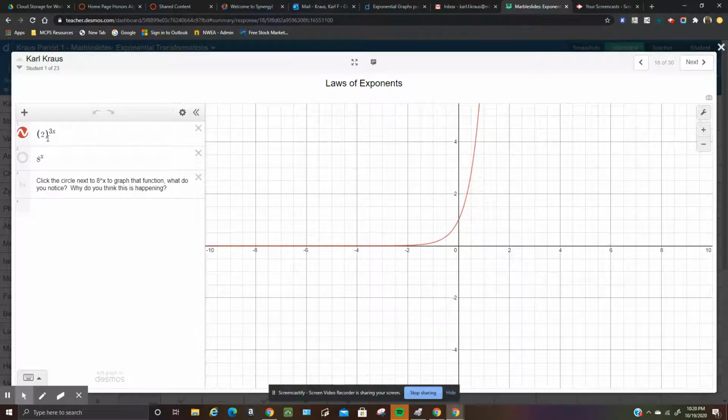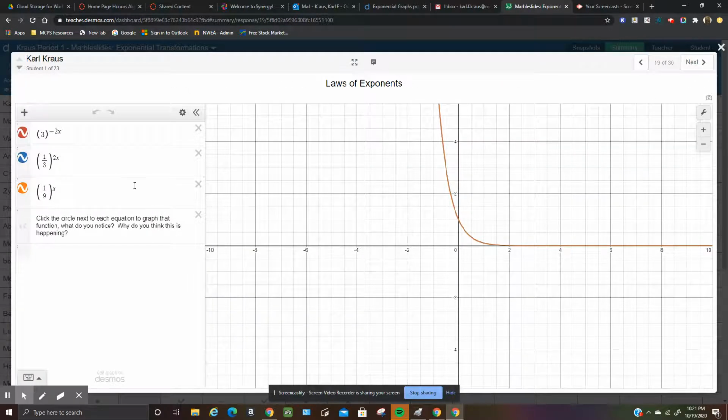And then using the rules of exponents, 2 to the third is 8 to the x, so we have the same graph. And the same thing here. Here's the original. I don't know why that one's not turning blue. Well, now it is. So I turn both of those off. Here's 1/3 of the 2x. Turn both of those off. There's 1/9 of the x. So all three of these graphs are the same.